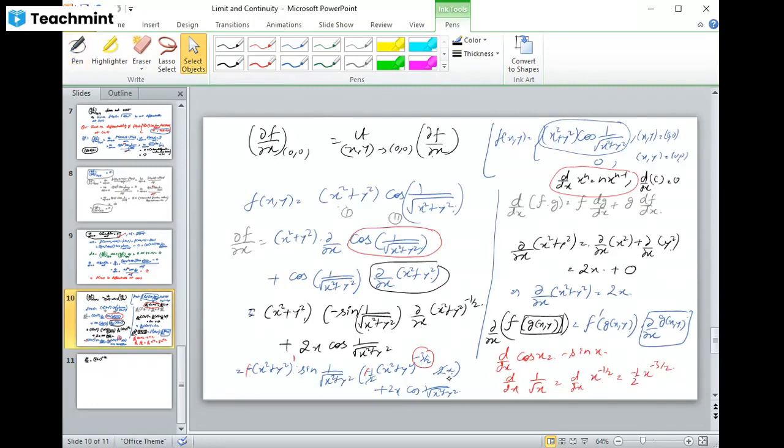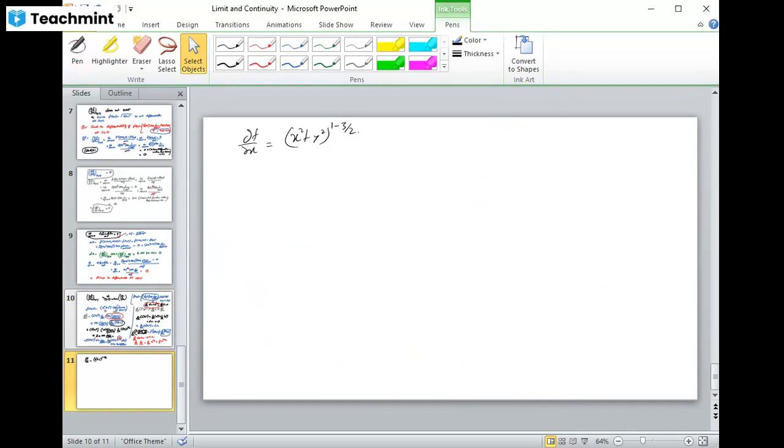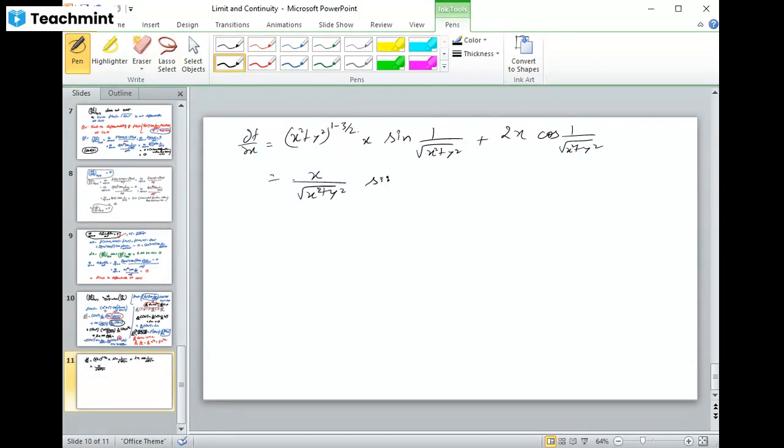into x into sine of 1 upon square root of x square plus y square plus 2x times cos of 1 upon square root of x square plus y square. So this will give us, it is minus 1 by 2, so it is x upon square root of x square plus y square into sine of 1 upon square root of x square plus y square plus 2x times cos of 1 upon square root of x square plus y square.